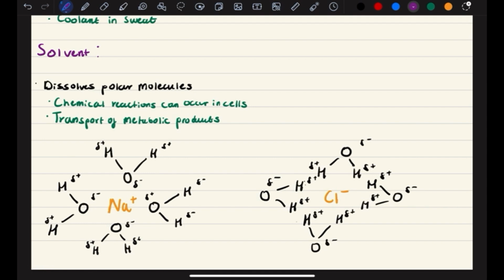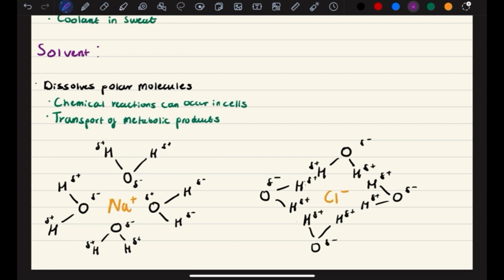So water, you can see these molecules surround your positively or negatively charged ions in different ways. If it's positively charged, the oxygens face towards it. If it's negatively charged, the hydrogens will face towards it. And surrounding that molecule is going to help that molecule to become dissolved inside of the water. Happy days. Why is that important?